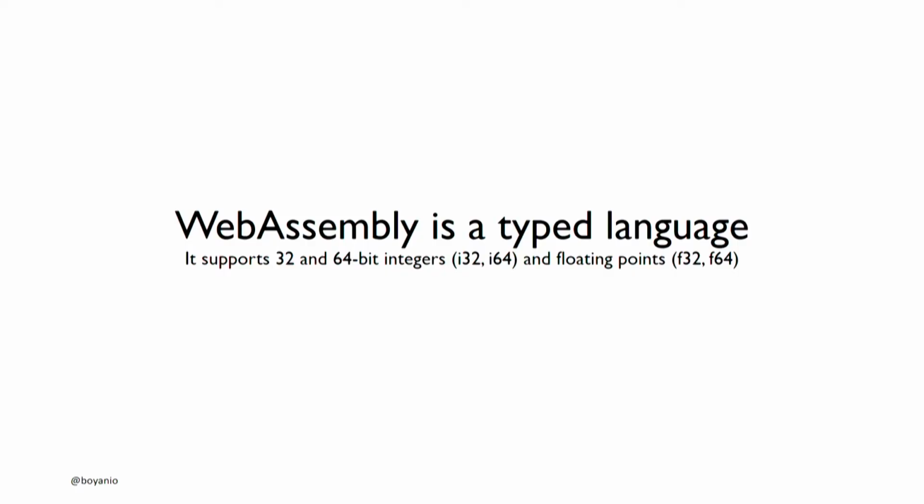Well, WebAssembly is a typed language. We work with numbers only. We can have integers and floating points, and nothing else at this point in time. So if we take a look at how the previous function would look in WebAssembly, it would be something like this.